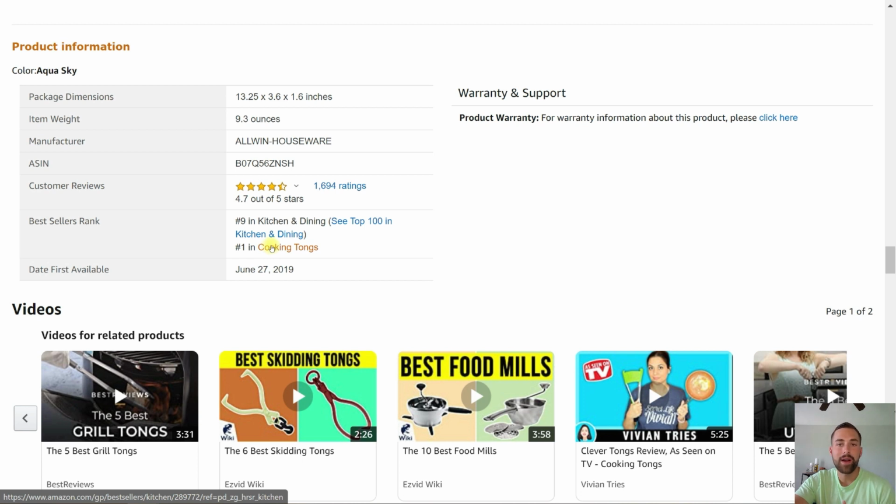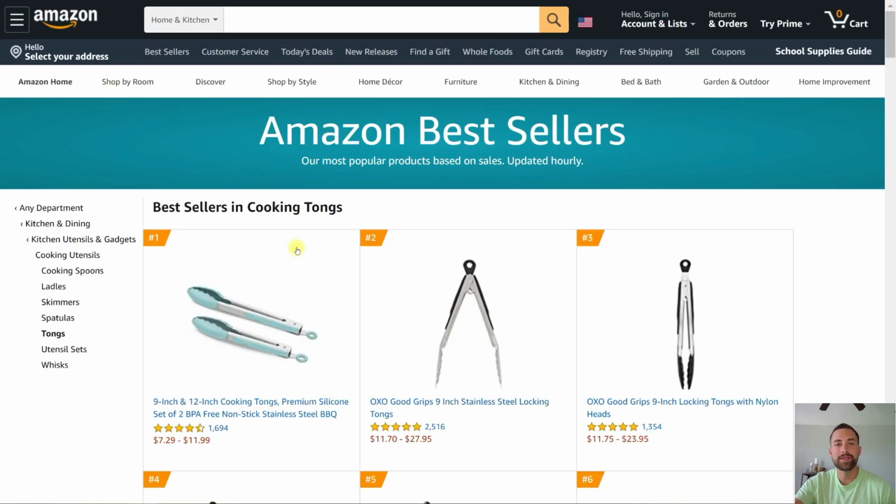Now, this seems like a great product, but I want to see how dense the cooking tongs market is. That is what we're going to click here, and this is going to take us to the bestsellers for all the cooking tongs on Amazon. And again, this will be the top 50 on the first page.